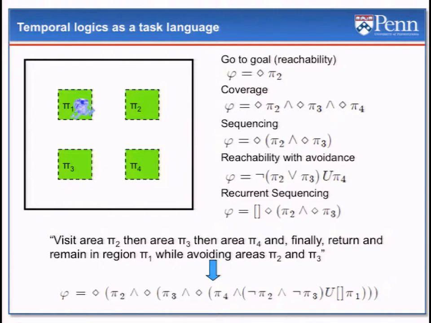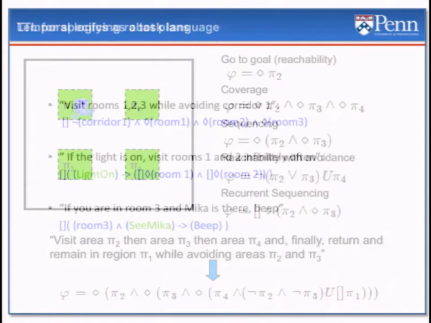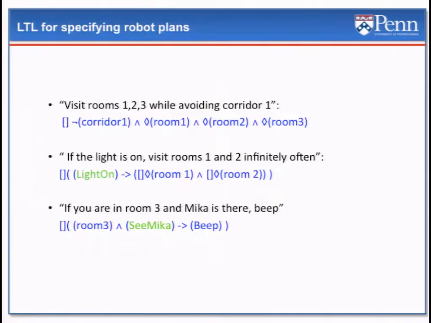So temporal logics is one such mechanism, which would allow you then to write things like this, as we were describing. For example, visit a few rooms while avoiding a particular corridor, and later we may also use some kind of sensor logic where we can say, if you see something, then you may want to go somewhere, and so on.